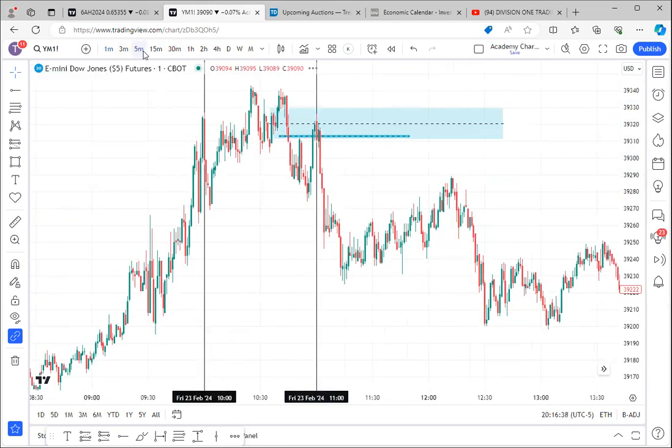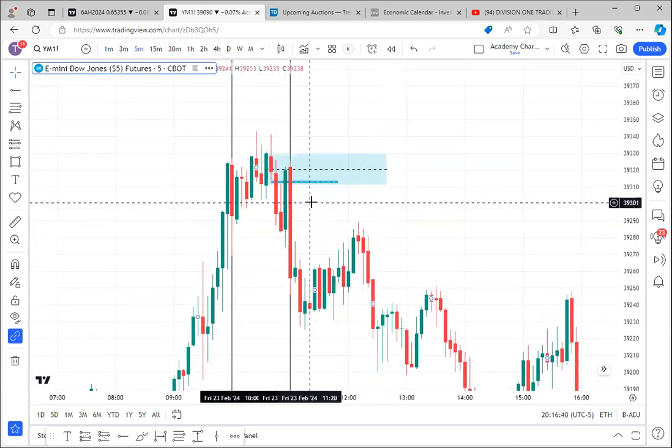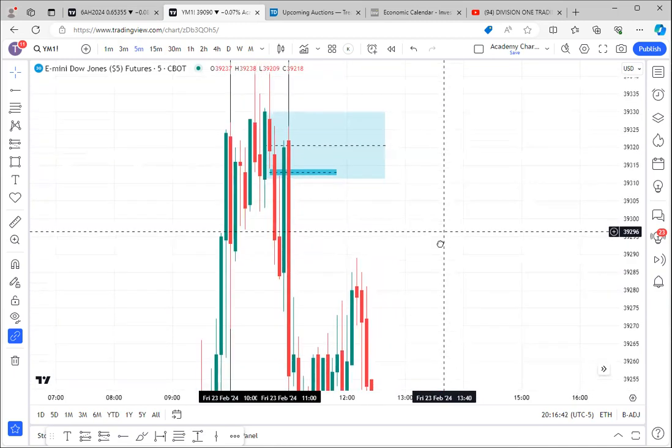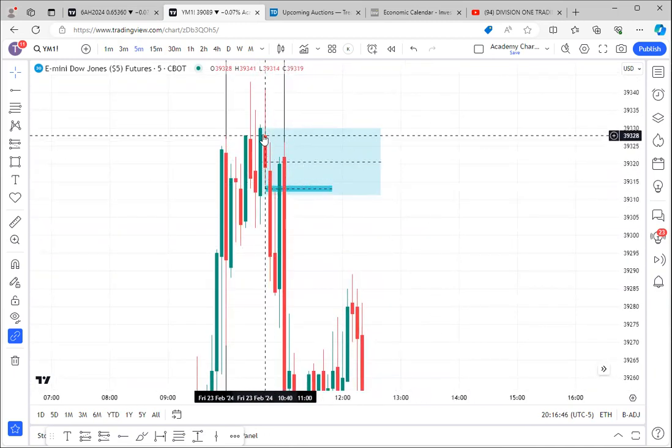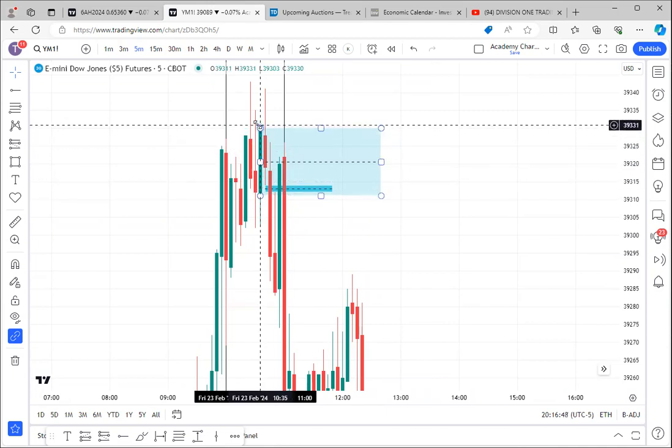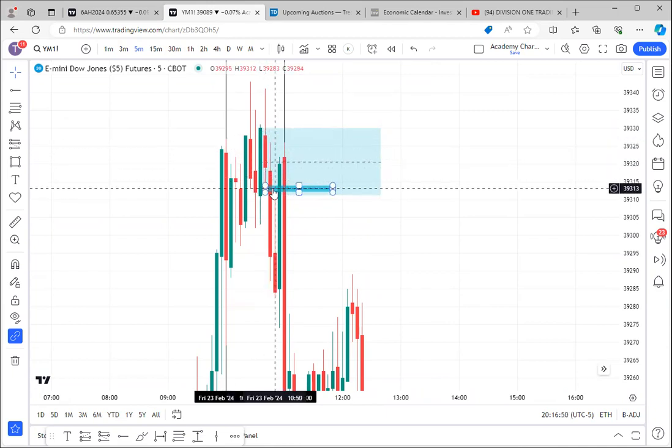Cool. So let's recap real quick. Again, we were looking at this silver bullet gap that was formed here and this order block. We're using the order block for stop levels, and we're using the silver bullet for entry levels.